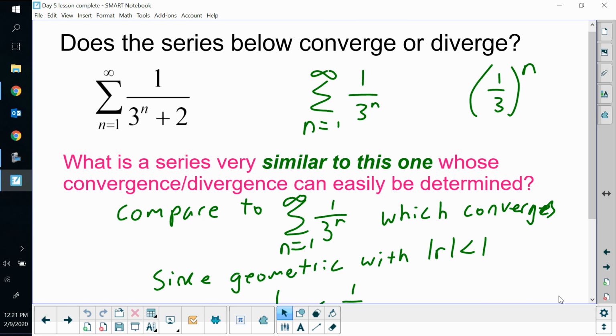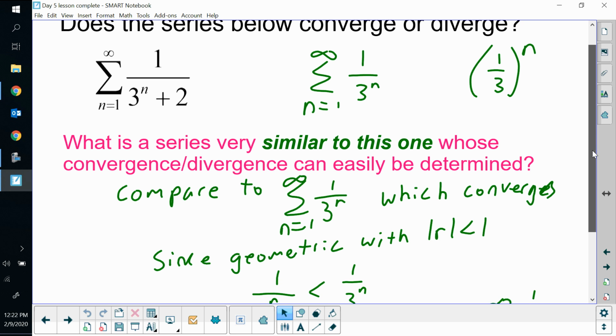So let's say we have this series and we want to know if it converges or diverges. Well, let's take a basic series that we can determine pretty easily. So what you'll always do is you'll say compare to. So we're going to compare it to the series of 1 over 3 to the n. This is an n right here, by the way. It kind of looks like an r, which we know converges since it is geometric with absolute value of r being less than 1.